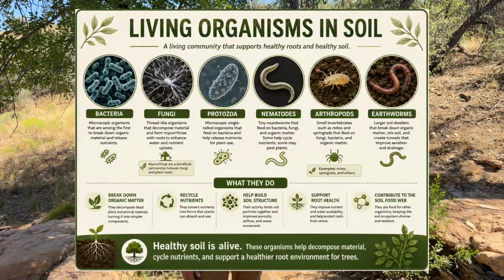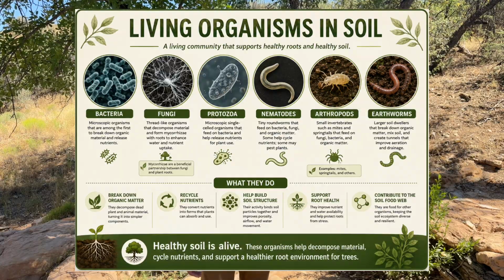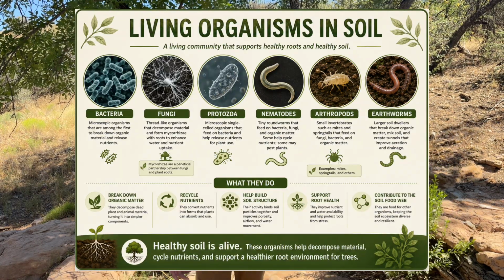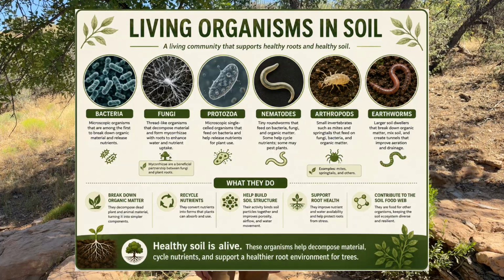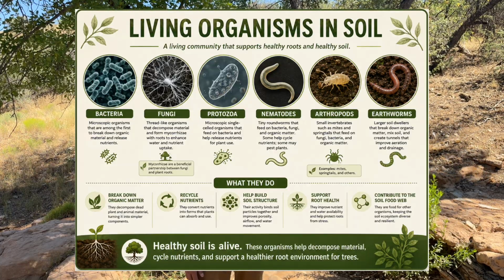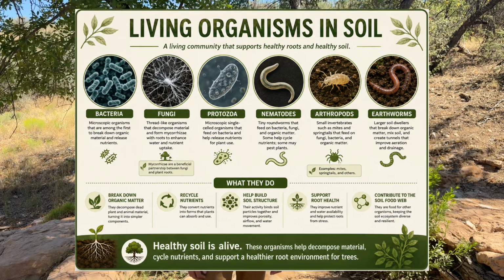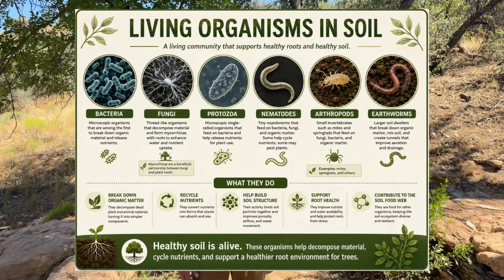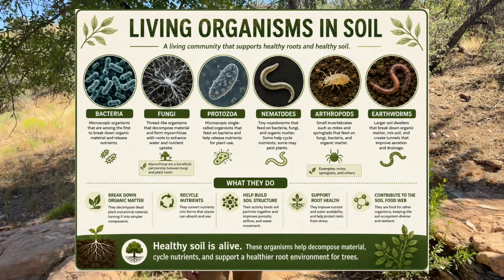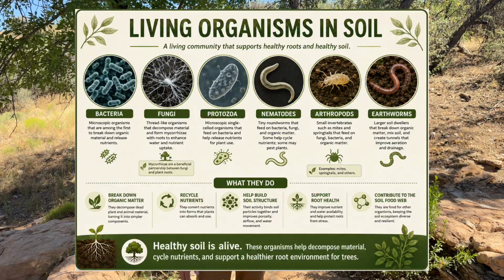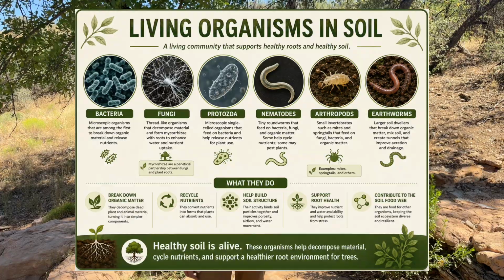The fifth component is living organisms. Soil can contain many things: bacteria, fungi, protozoa, nematodes, arthropods, insects, and earthworms where conditions support them, along with many other organisms. And these organisms are not just random life underground. They are part of how soil functions. They break down organic material and they recycle nutrients. They influence soil structure and they interact with the roots.